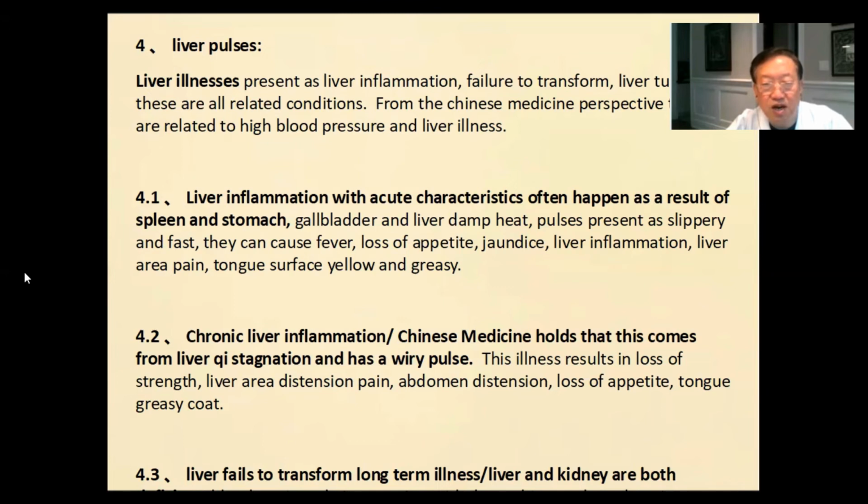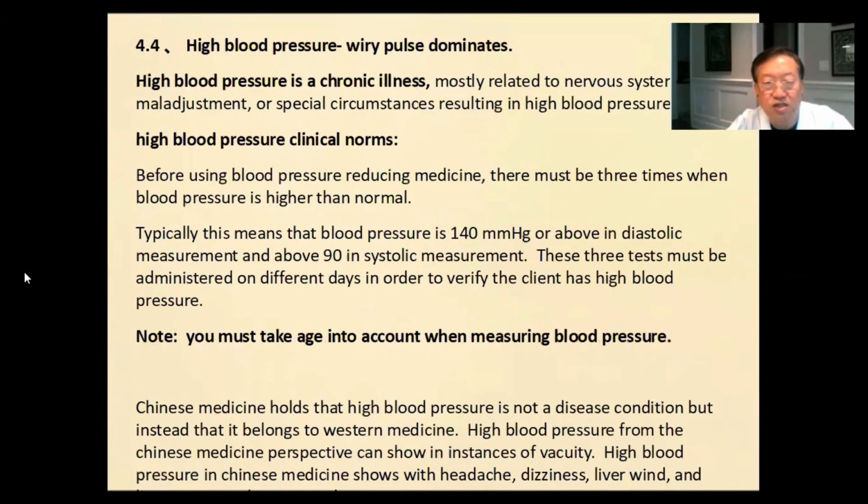4.3. Liver fails to transform, a long-term illness. Liver and kidney are both deficient. Blood stasis and qi stagnation with a deep, thin, weak, and astringent pulse. 4.4. High blood pressure, wiry pulse dominates.